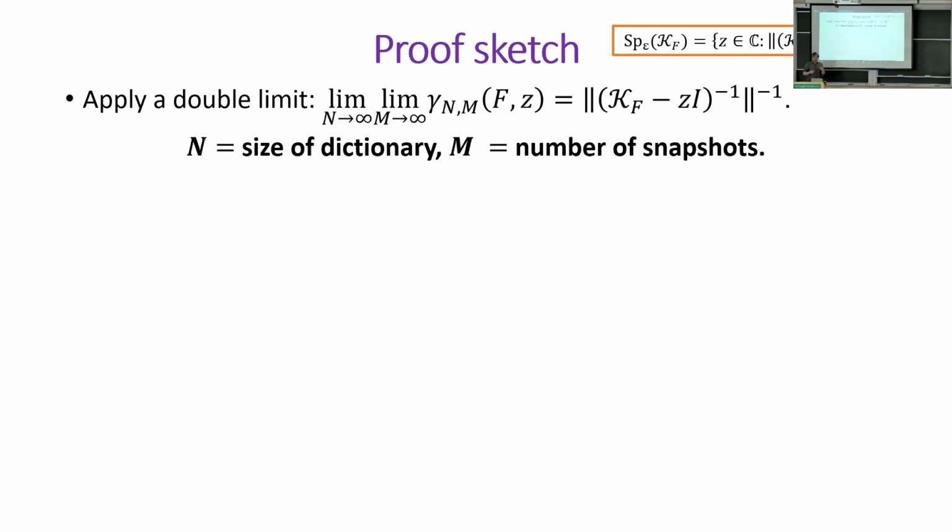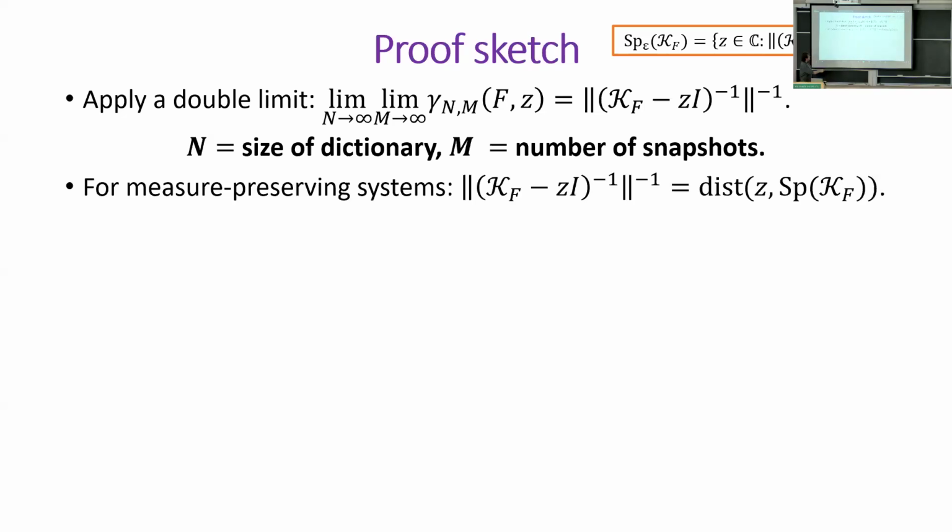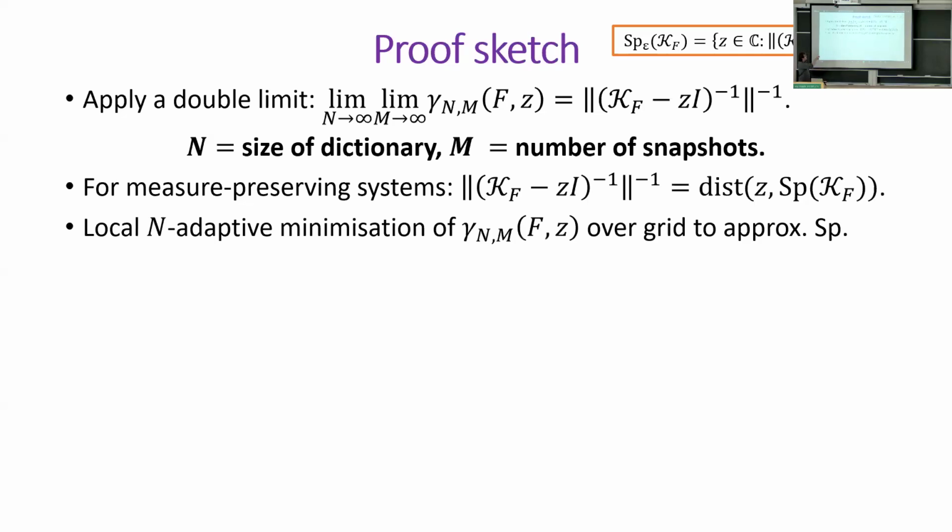Those of you who've done pseudospectra will recognize this immediately. Pseudospectra is simply the level sets of this function. Measure-preserving systems are very nice. Even if they're not unitary, you still have this relationship. So this function is actually equal to the distance of z to the spectrum. So in a double limit, we can tell how far a candidate z is from the spectrum. Turns out you can do an n-adaptive minimization of this approximation over a grid to approximate the spectrum. So you've got a two-limit approach.